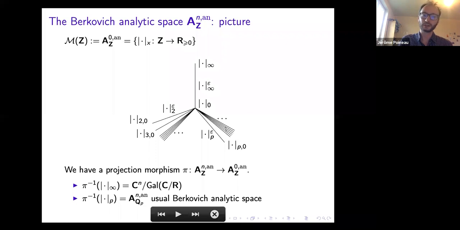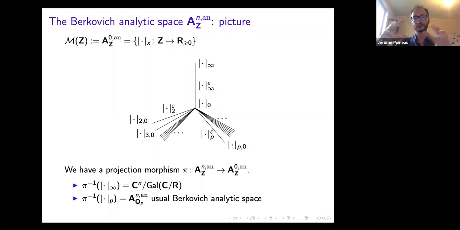If you look at a point inside a p-adic branch, the fiber you get is a usual Berkovich space. So in dimension 1, it has this tree-like structure that we saw in the slide before. So what you should remember, topology speaking, about Berkovich spaces over Z, is that it maps onto this Ostrowski tree, and all the fibers are either complex analytic spaces or p-adic analytic spaces, usual Berkovich spaces.